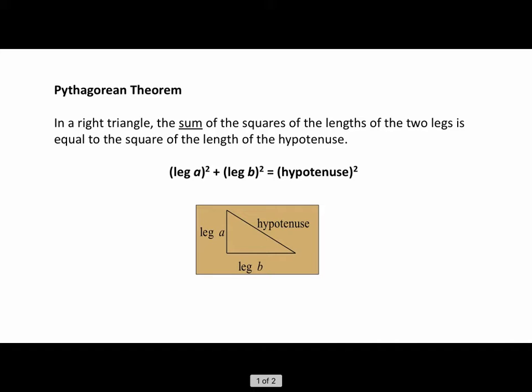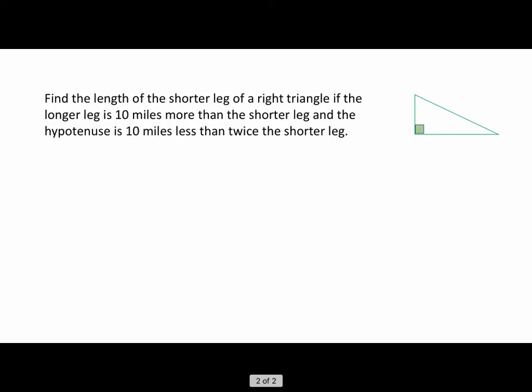In the Pythagorean theorem, it says that a right triangle has the sum of the squares of the legs equal to the square of the hypotenuse. So I think the important thing to remember here is how to identify the hypotenuse, and that is directly across from the 90-degree angle. So if you take the sum of the squares of the legs, that equals the square of the hypotenuse. We can use this to solve problems.